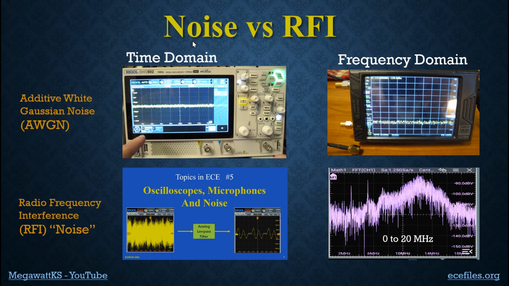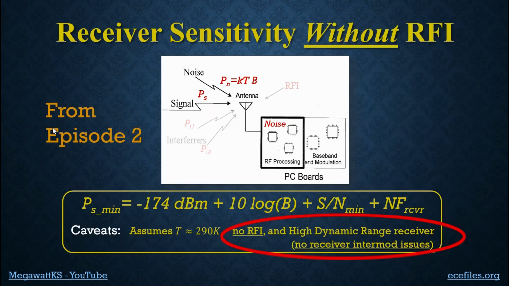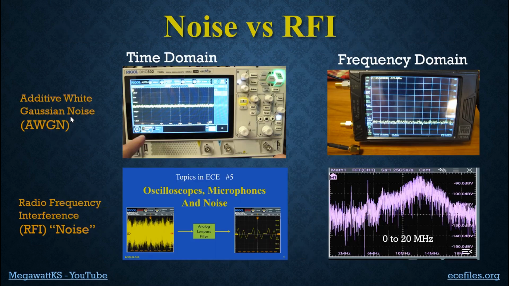So to that end, let's talk about noise versus RFI. The word noise is used for a lot of different things. It could be used for thermal noise, but it could also be used for anything you really don't want, and that would include radio frequency interference. So we're going to be drawing a distinction between what's called additive white Gaussian noise. That's this KTB kind of noise that we talked about in episode 2. We're going to distinguish that from the radio frequency interference.